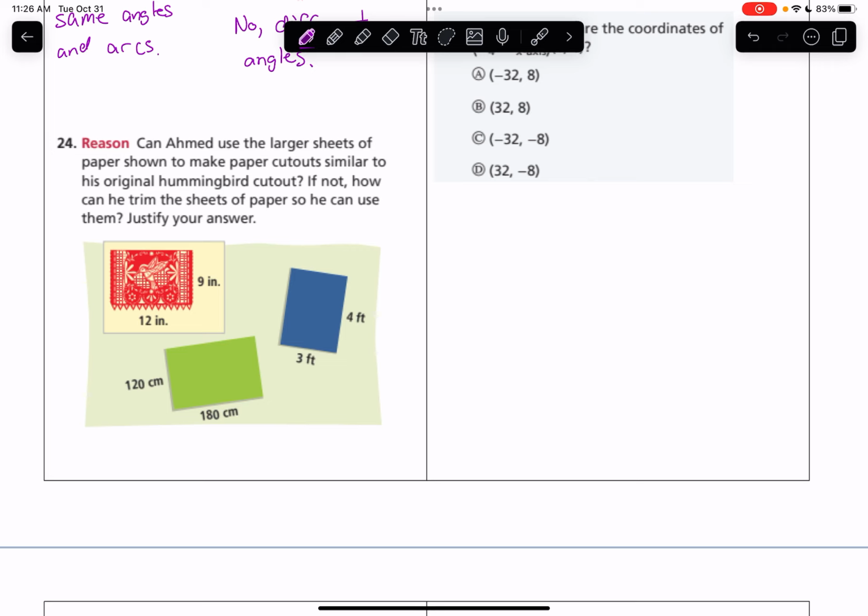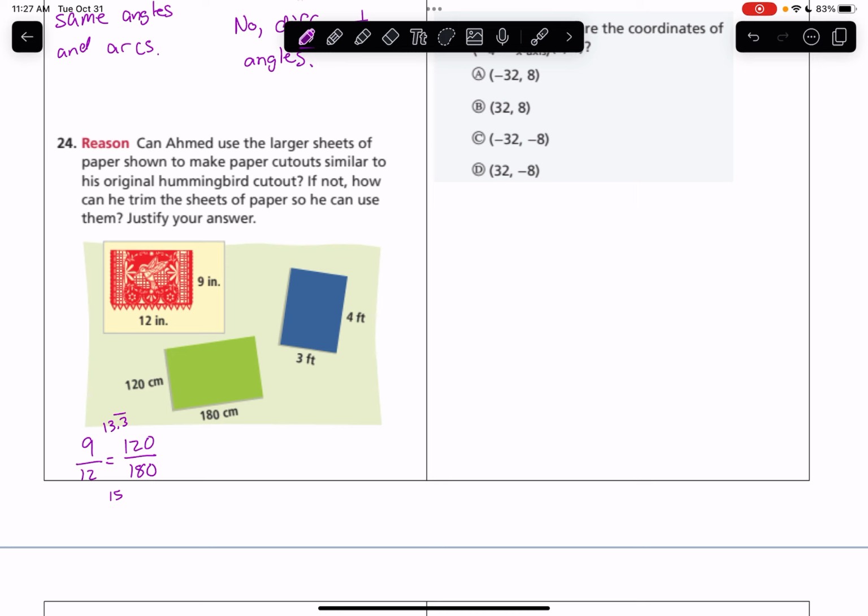Okay, so we're going to see if a 9/12 page is proportional to a 120/180 page. And we can do this in a couple of different directions. I can say, well, what would be the scale factor between 9 and 120? I can say 120 divided by 9 gives me 13.3. If I do 180 divided by 12, I get 15. So my scale factors are not the same.